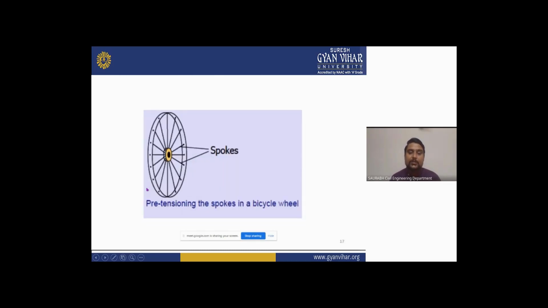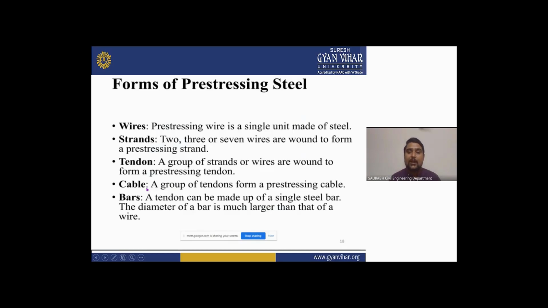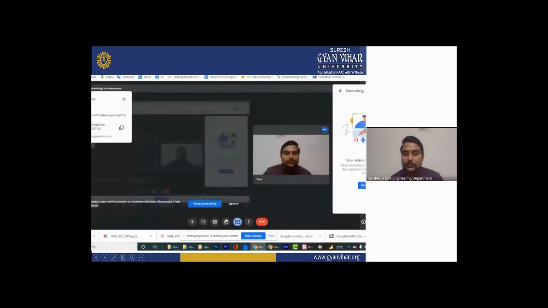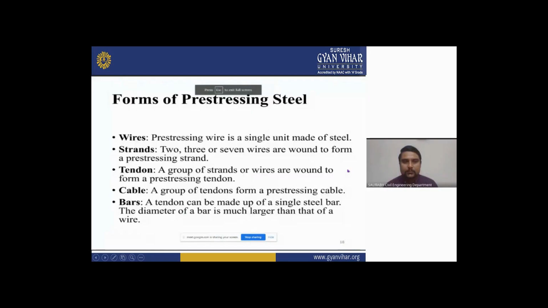Now spokes, as you can see in a bicycle wheel, there are spokes. In a bicycle, they work as pre-tensioning. Now we will see the forms of pre-stressing steel.